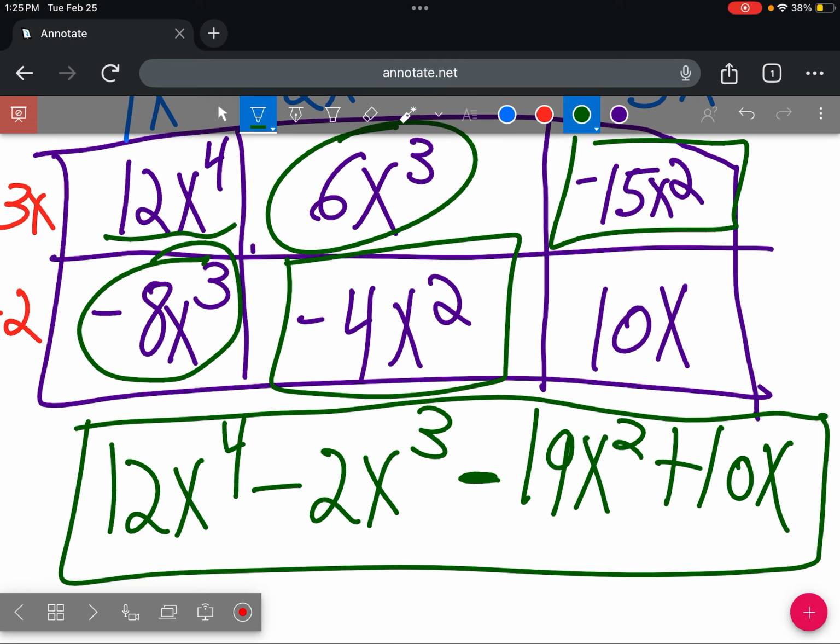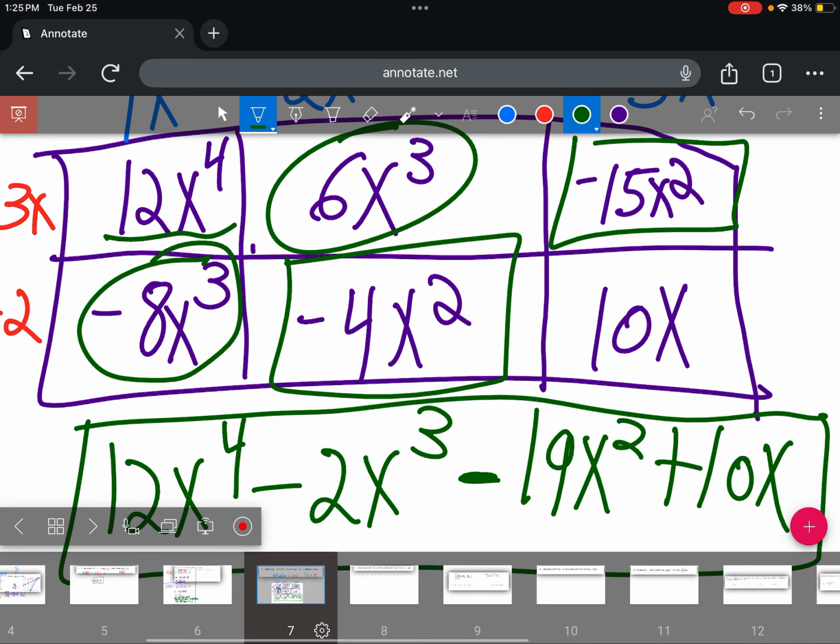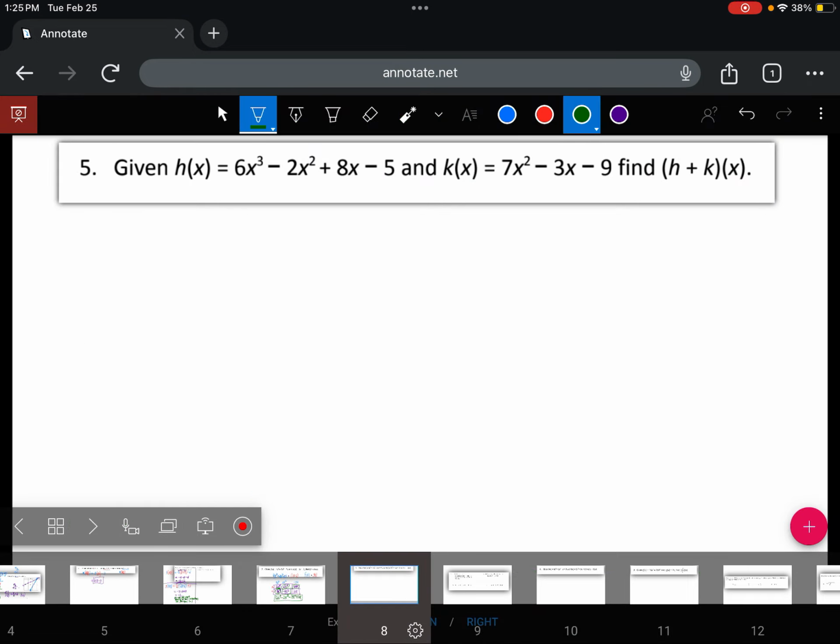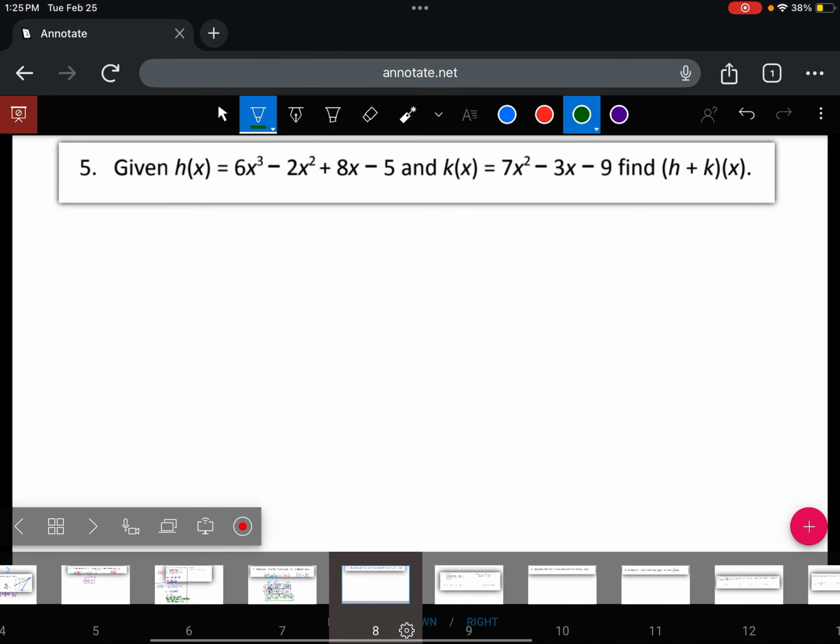Once you have that one down, go ahead and try to do number 5 on your own.